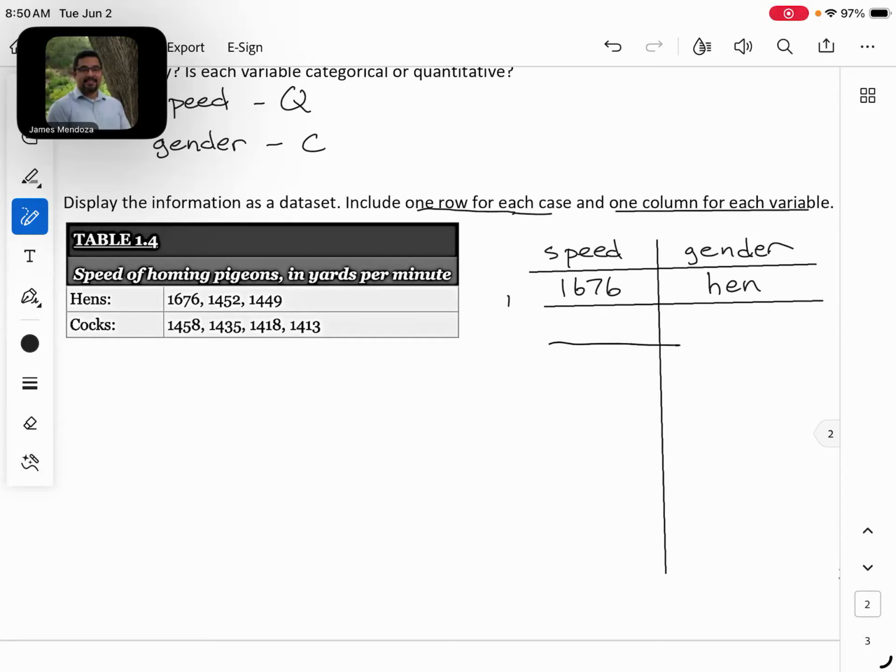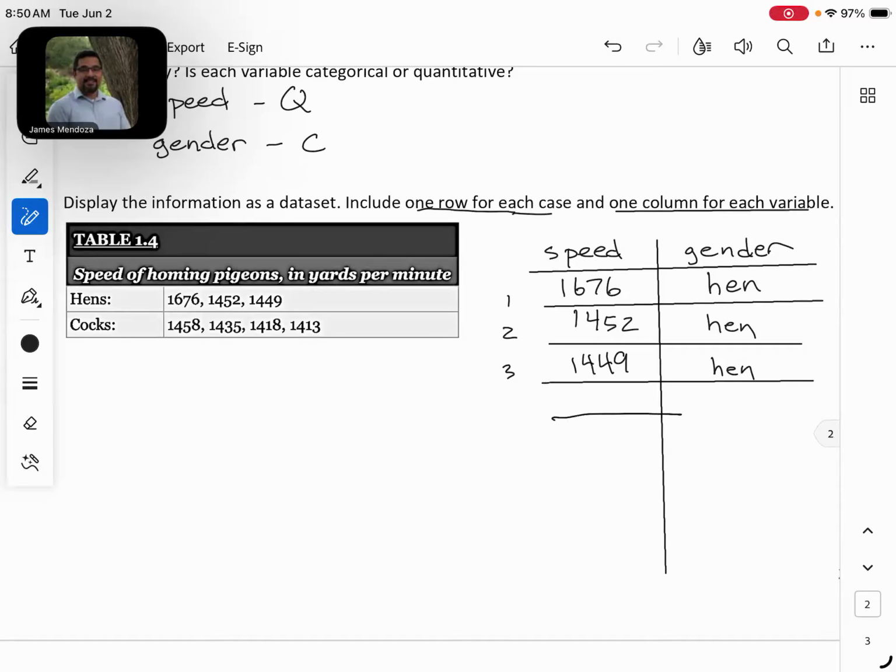Then you're going to move on to bird number two. The second bird had a speed of 1452, was also a hen. Then we got one more hen. This would be the third bird. You put their speed. So that takes care of your three female pigeons, and then now you move over to the male birds.